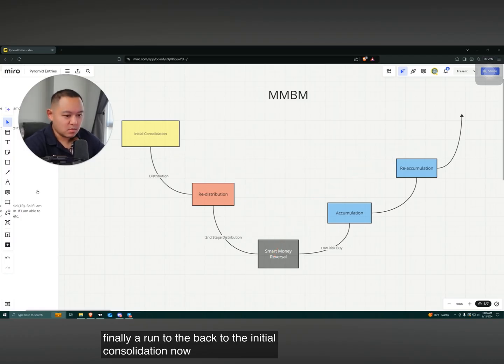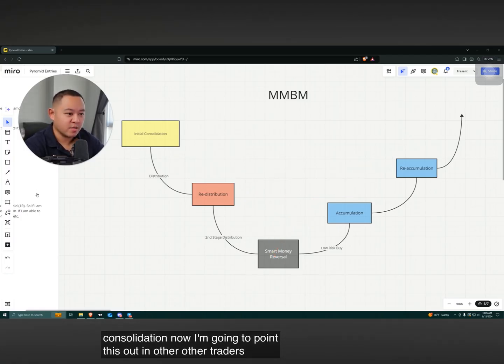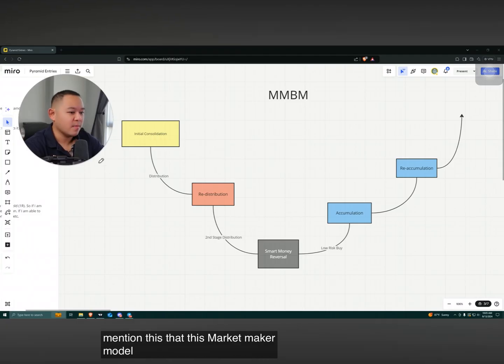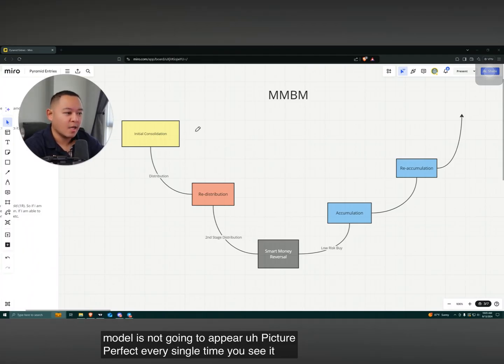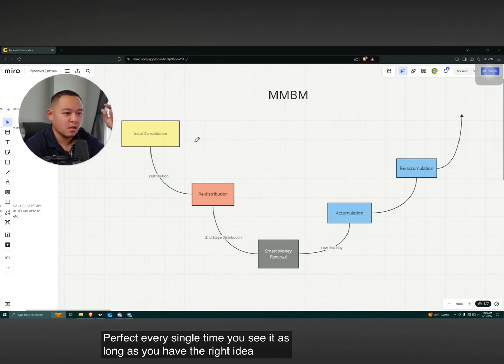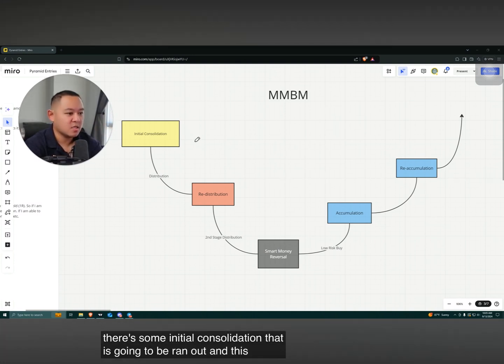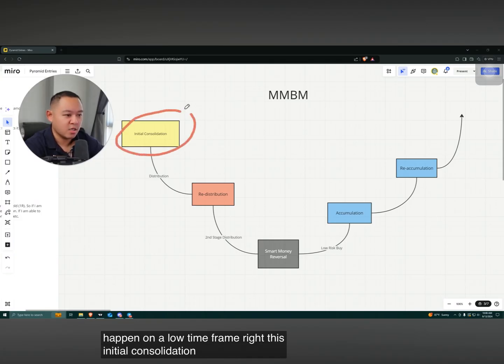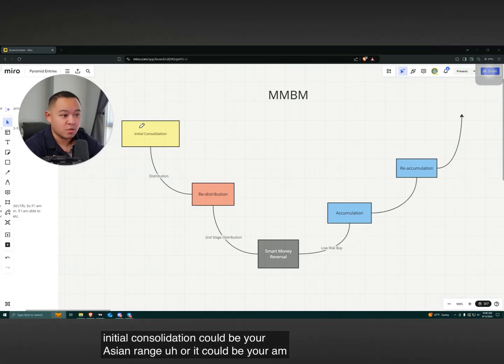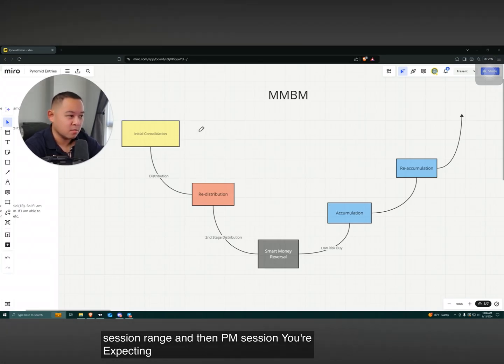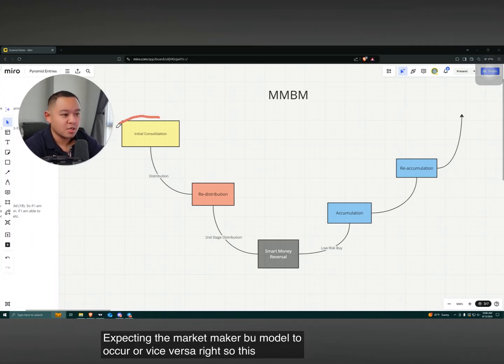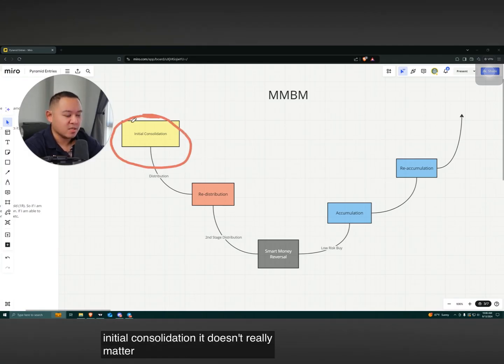Now, I'm going to point this out, and other traders have mentioned this, that this market maker model is not going to appear picture perfect every single time you see it. As long as you have the right idea that there's some initial consolidation that is going to be ran out, and this could happen on a low time frame, right? This initial consolidation could be your Asian range, or it could be your AM session range, and then PM session you're expecting the market maker buy model to occur, or vice versa, right? So this initial consolidation, it doesn't really matter what time frame it's on.